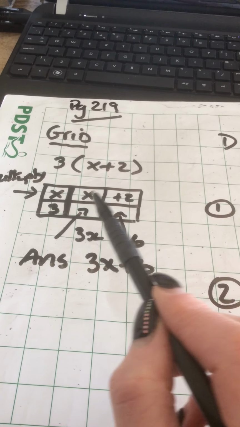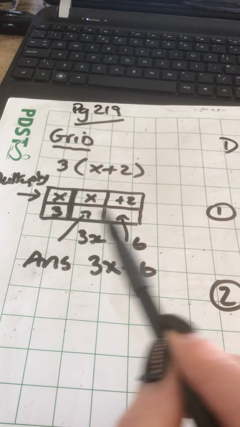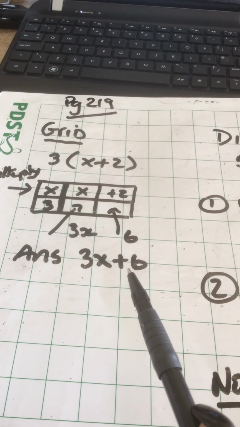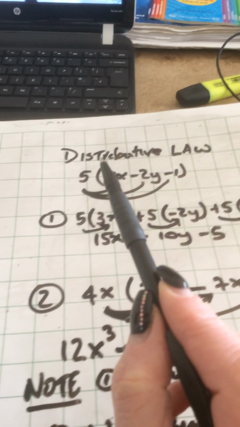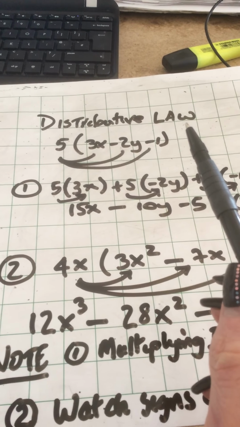Now it doesn't matter which way you put these. So 3 times x is 3x, 3 times 2 is 6. So therefore my answer is 3x plus 6. Now you don't have to do a grid. You could also use the distributive law, which we looked at when we looked at sets.